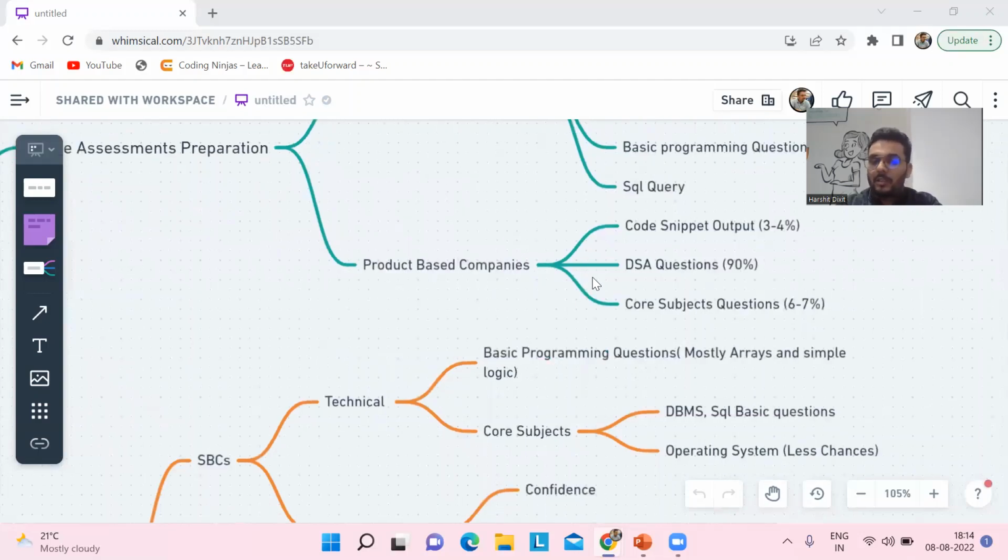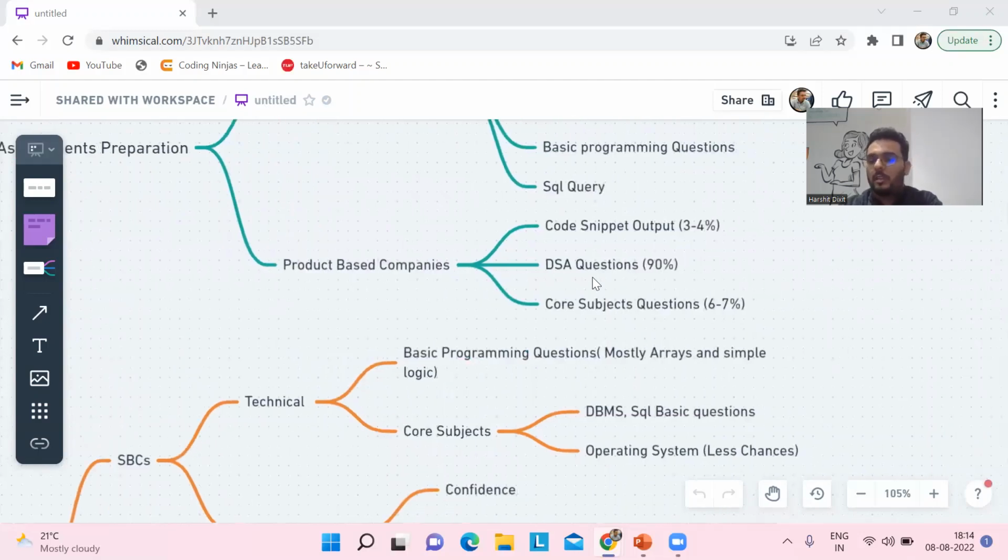Then there are product-based companies. Product-based companies mostly focus on data structure questions in their online assessment test. 90% of the questions are data structure questions only, and in the remaining 10%, there can be code snippet output or sometimes core subject questions. Core subjects are like operating systems and DBMS, and very rarely they ask computer network questions as well. But if you have not studied computer networks, leave it. Very rarely does a company ask computer network questions.